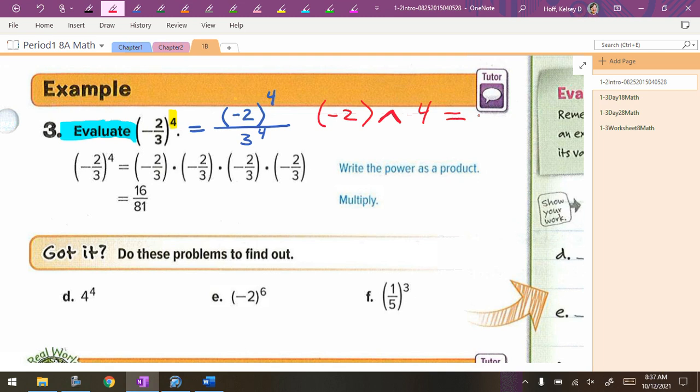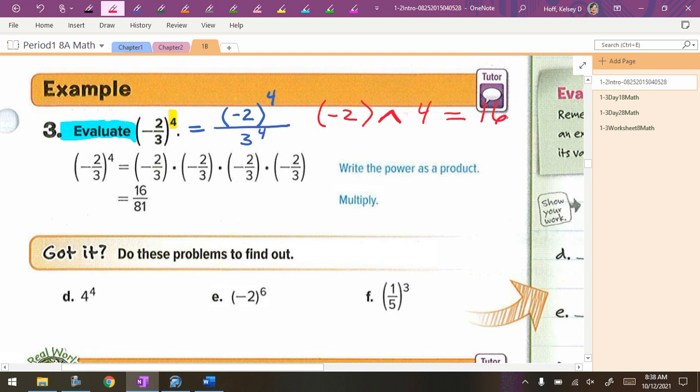Okay, so put in parentheses, negative 2. Oops, sorry, put a negative in there. And close your parenthesis. Then hit that button, and then type 4, and then equals. There you go. Okay, you should get 16. Oh yes, your calculator's a little different.